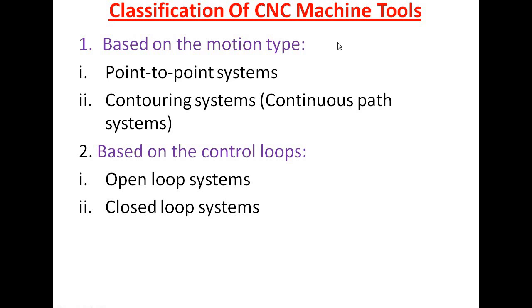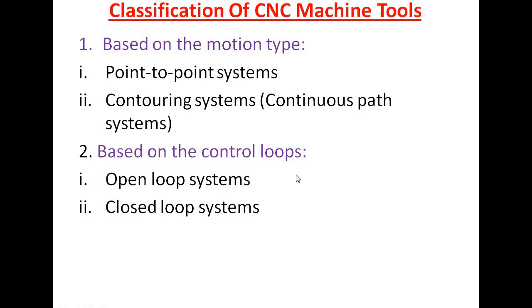Then classification of CNC machine tools. Generally CNC machine tools are classified, number 1, based on the motion type, that is point to point motion system or continuous system. In case of point to point system, your tool holder completes the manufacturing process point to point, but in case of contouring system, that is continuous path system, machining or any milling process or any manufacturing process is completed in a continuous path.